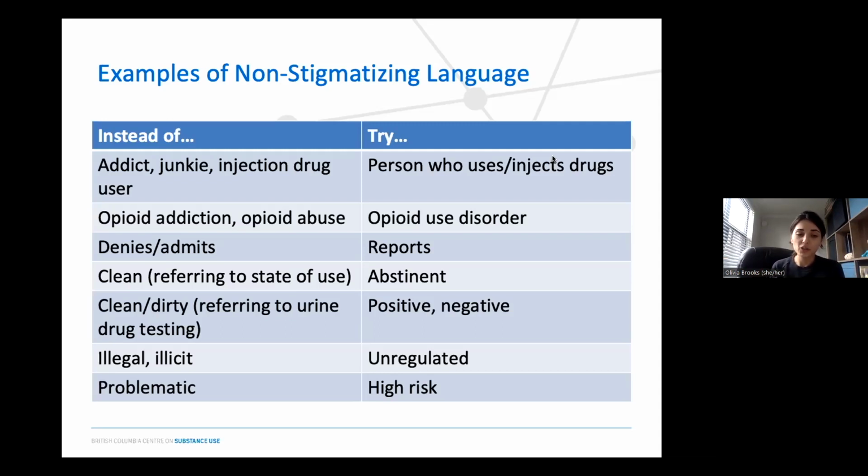When we look at terms like illegal or illicit, technically those are accurate, but there's a negative connotation with them. So unregulated is the preferred term. And problematic is better defined as saying something like high risk, because problematic is just sort of non-specific. And we want to talk about what it is that we're actually trying to get at when we're describing things or documenting.